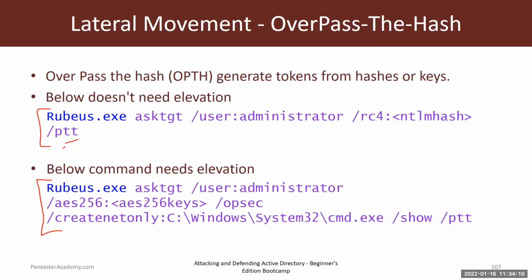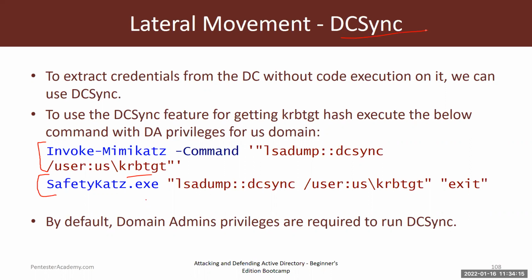So yes, we talked about different tools that we can use for overpass the hash. Now we're talking about a technique that we can use to request credentials from the DC without having to run code on the DC. Are Rubeus and Mimikatz noisy? I would say those are pretty popular tools. So as far as detections from AV and EDR are concerned, yes, they are noisy.